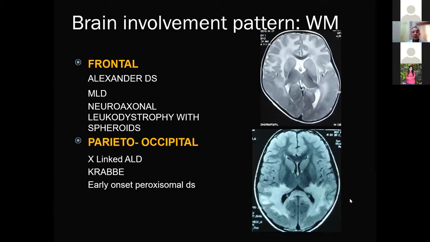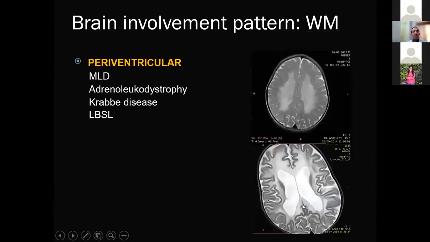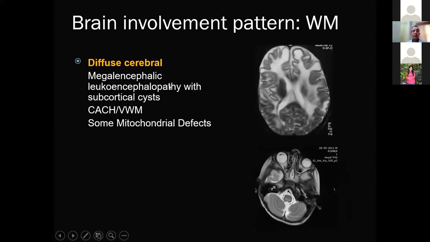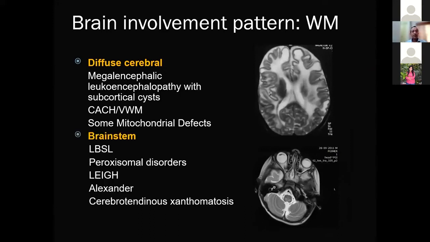The parieto-occipital pattern may be seen in X-linked adrenoleukodystrophy. The periventricular pattern of involvement may be seen in many diseases like metachromatic leukodystrophy. The subcortical pattern may be seen in diseases like L-2 hydroxyglutaric aciduria or Alexander, in which there is a diffuse involvement, or there is a diffuse cerebral involvement as seen in MLC and some of the mitochondrial defects. Or there may be a few of the diseases which predominantly involve the brainstem.